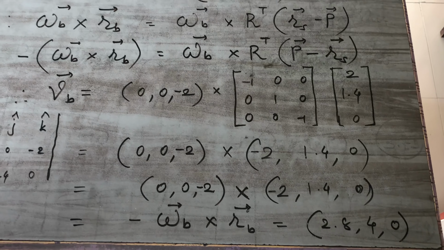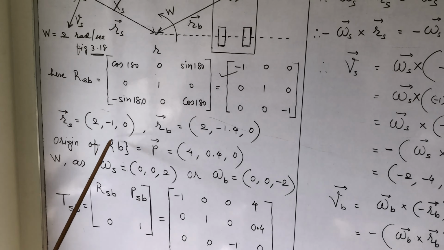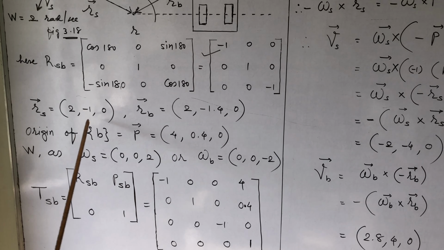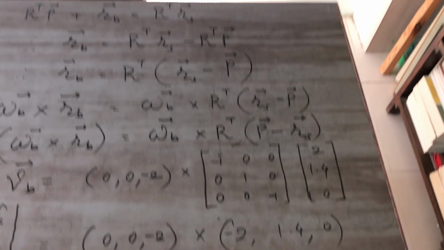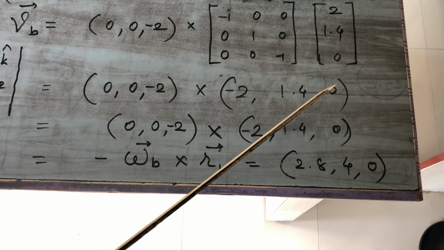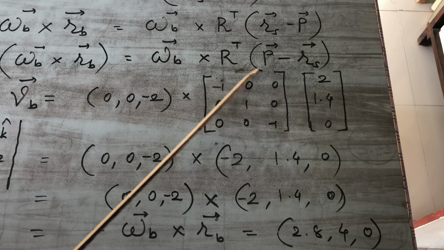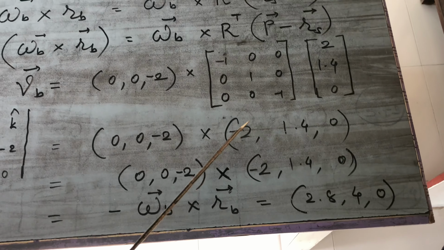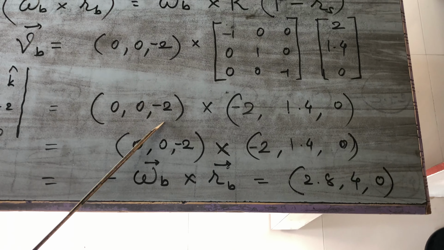P is well defined, 4.4, 0, and RS is 2, -1, 0. 4 minus 2, that is 2. 0.4 minus -1, that is 1.4, and 0. So it is 2, 1.4, 0. And if we multiply these two matrices, we get -2, 1.4, 0, and omega b is 0, 0, -2.